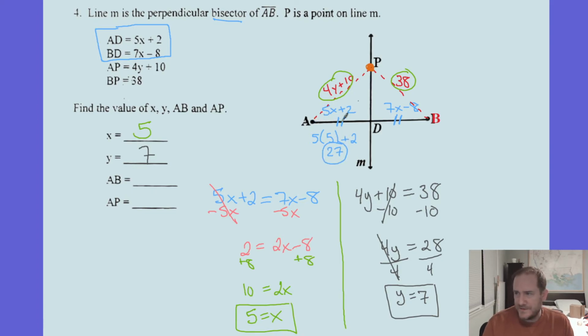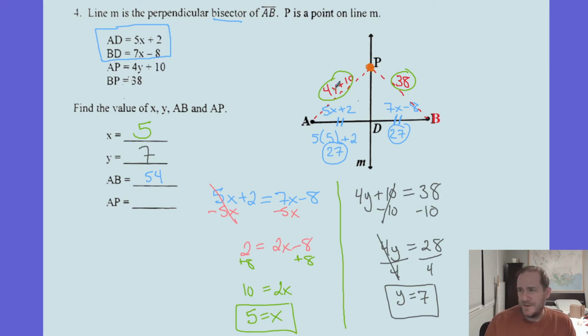So that means the distance from A to D is 27, which should mean that the distance from B to D is also 27. But again, since I messed up that problem before, I don't mind double checking. But 7 times 5 is 35, and 35 minus 8 is 27. So I know I've done it right. So I know my total length is 27 plus 27, so 54. That's how we got AB.